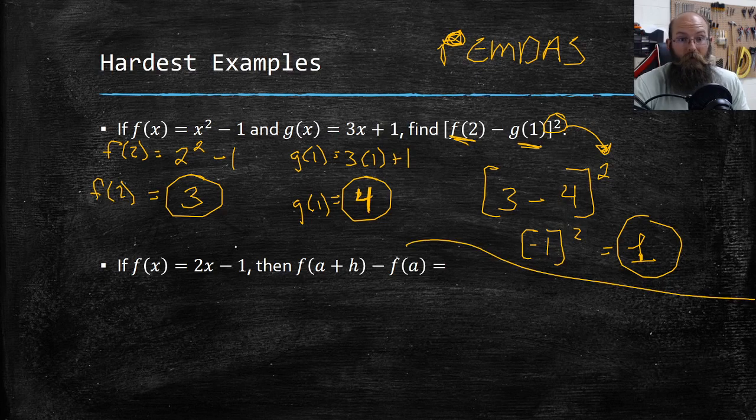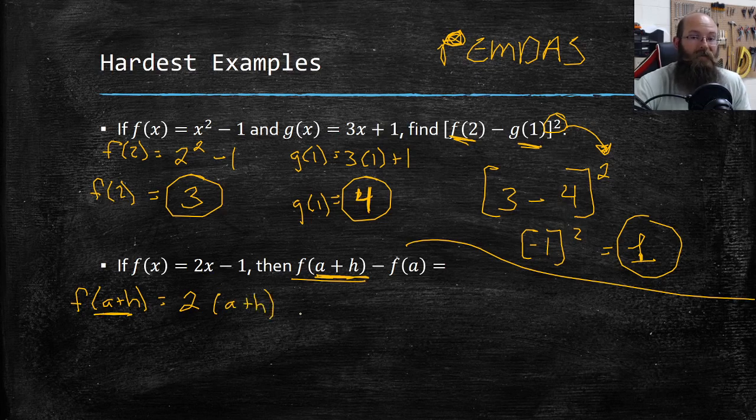This one is my hardest. Okay? Of all of them, this is the hardest one. It's all letters. I have this function, but I'm looking for f with an a plus h plugged into it. Everywhere there used to be an x, I'm now going to plug in a plus h. So there used to be an x, a plus h is what I'm writing in instead of an x. And then I have to subtract 1.